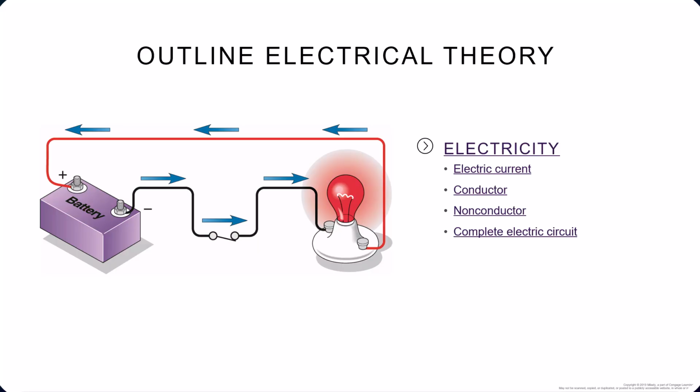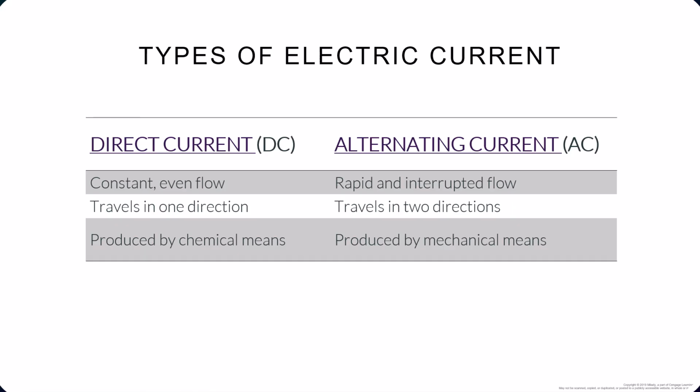The types of electric current: we have direct current, or DC, which is a constant, even-flowing current that travels only in one direction, and it's produced by chemical means. Flashlights, cell phones, and cordless tools use direct current produced by batteries. An inverter is an apparatus that changes direct current to alternating current, which usually has a plug and a cord. So a phone charger in a car would be an inverter.